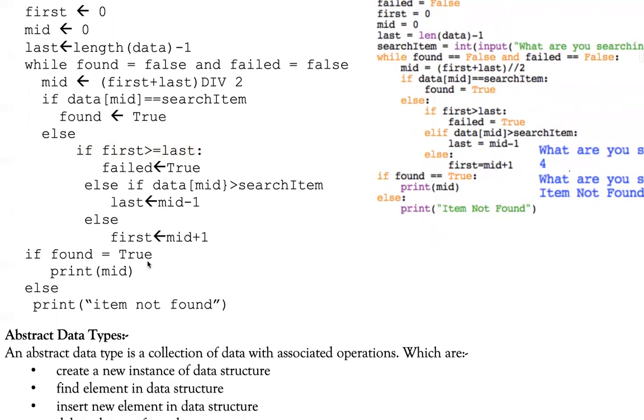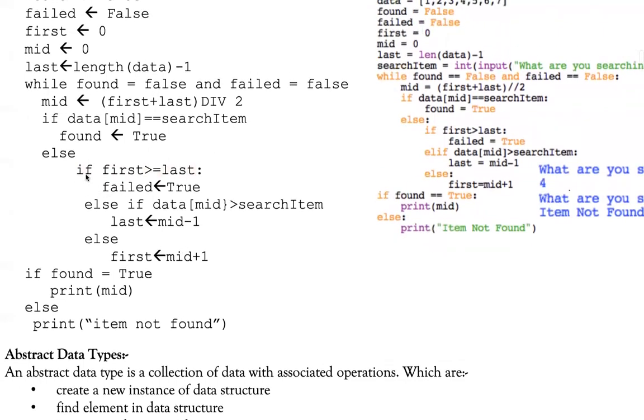Now, moving on. If this condition has become true, as we just saw in the example, then our failed flag will become true. When I exit this loop and recheck for the next iteration, this entire condition will become false, and I will exit the loop right here. And because I came out of the loop with this being true, I will simply print item not found.